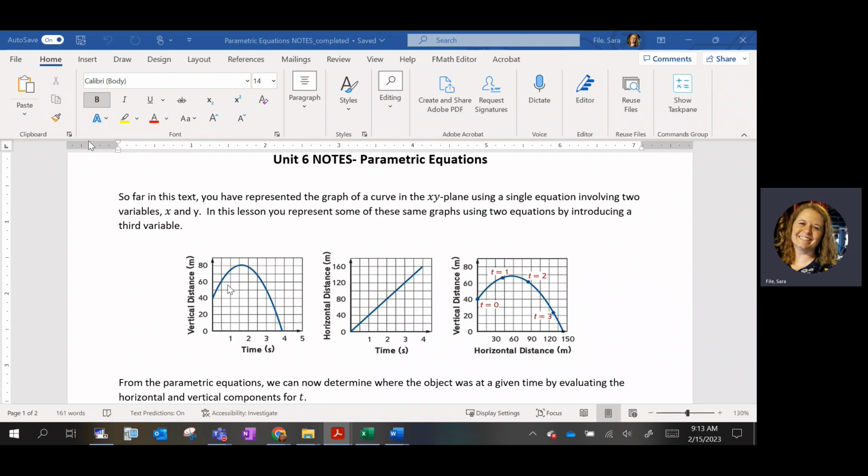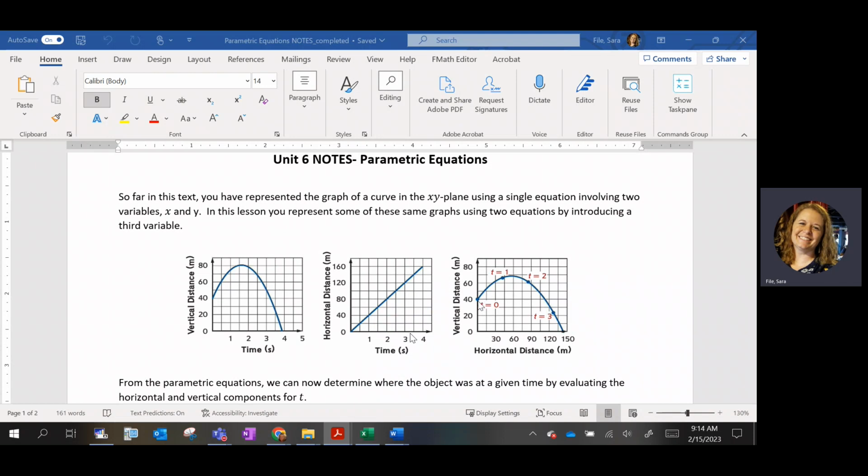If a ball is thrown, we can see it starts vertically at 40 meters high, so it must be tossed up. Then it gets to a maximum height and falls back to the ground, and that takes about 4 seconds. Horizontally, the ball was 0 meters away, and at the end of those 4 seconds it was 160 meters away. But that's just a linear function for horizontal distance. When we introduce parametrics, we can look at the horizontal and vertical distance at the same time in terms of time, using time as the parameter.